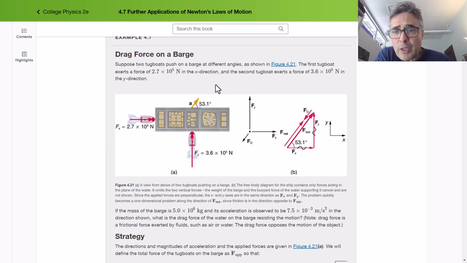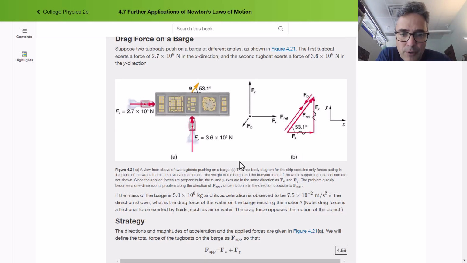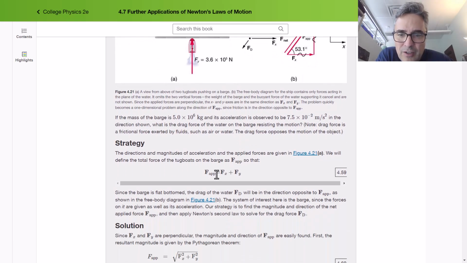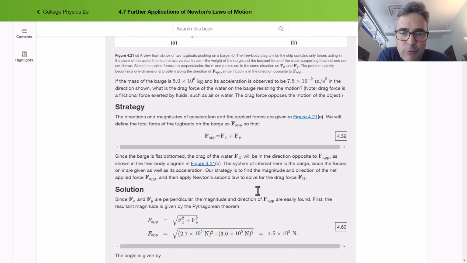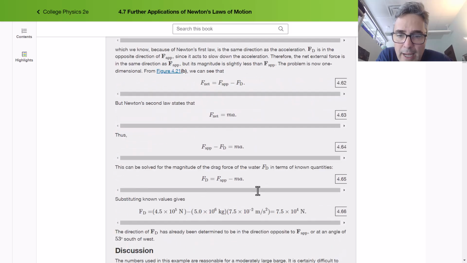So you should read through it, try through drag force on a barge. What they're saying there is that there are these two forces, pushing forces from these tugboats, and then the water itself exerts this drag force on the boat. They talk about F-ap, applied force. I don't really know what that means. I think it just means the normal force because they're pushing. But anyways, you've got three forces. You try to balance those out.